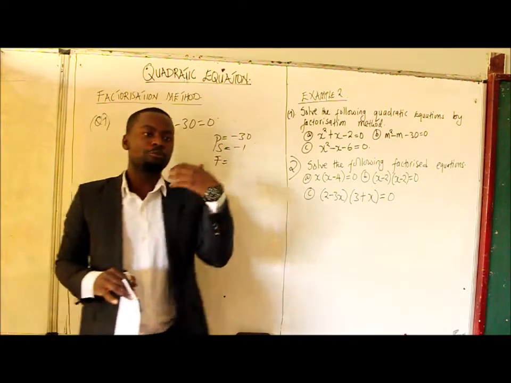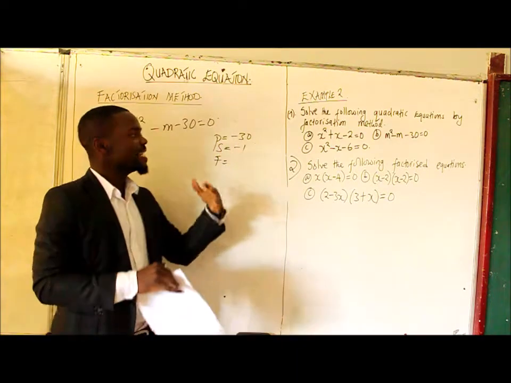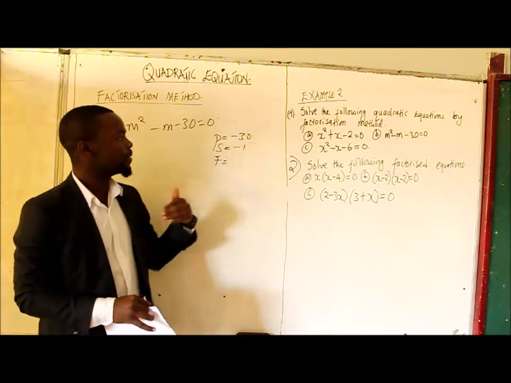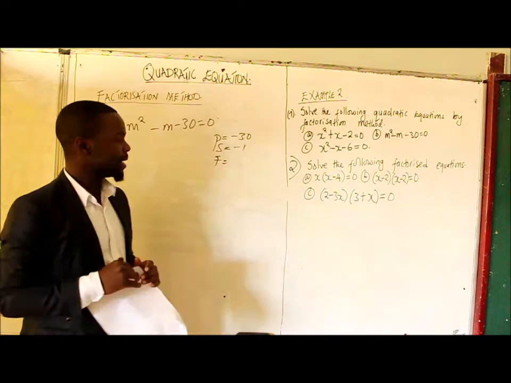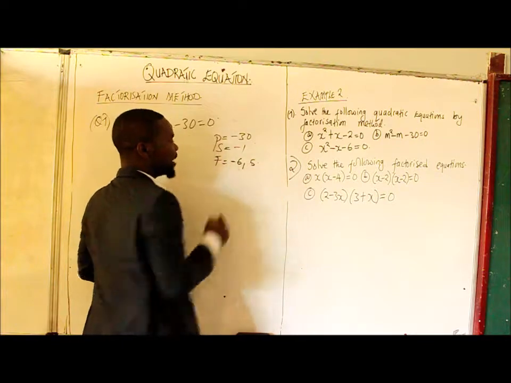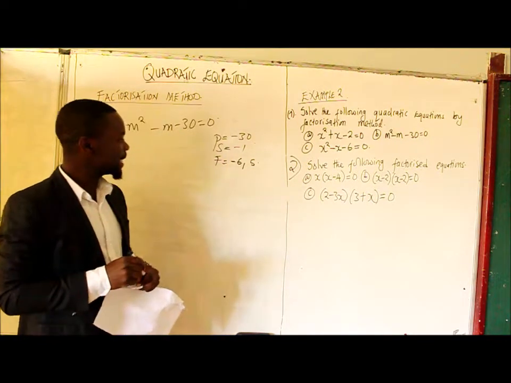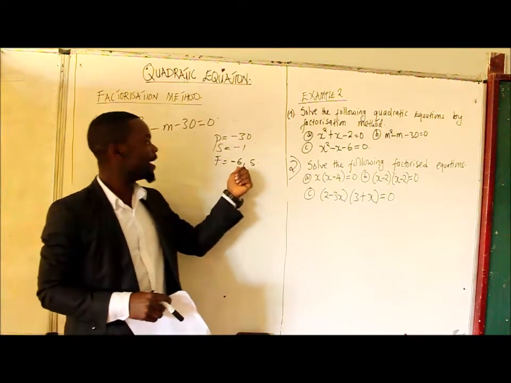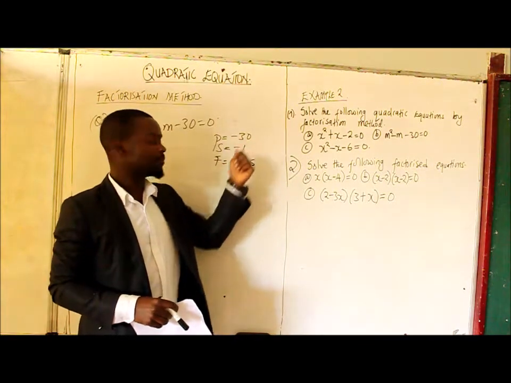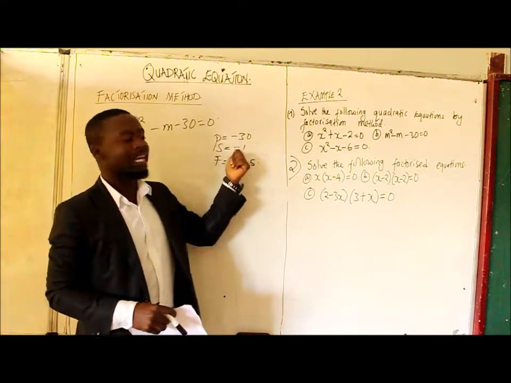Now, we must look for two factors or two numbers. When we multiply them, they should give us what? Negative 30. When we add or subtract them, they should give us what? Negative 1. What are those two numbers? Alright, so those two numbers are what? Negative 6 and positive 5. Let's test them. Negative 6 times 5 is negative 30. Negative 6 plus 5 is negative 1.